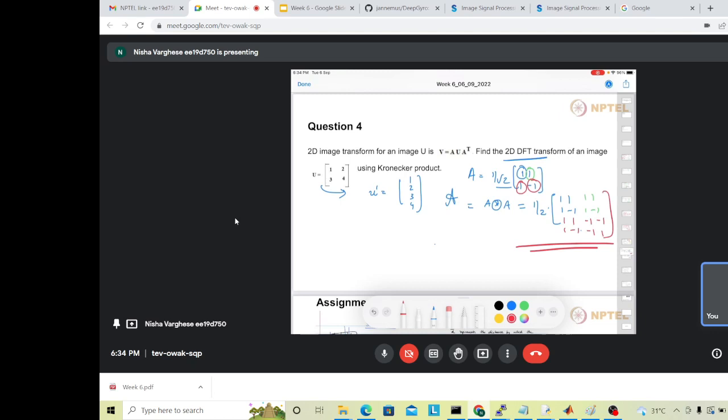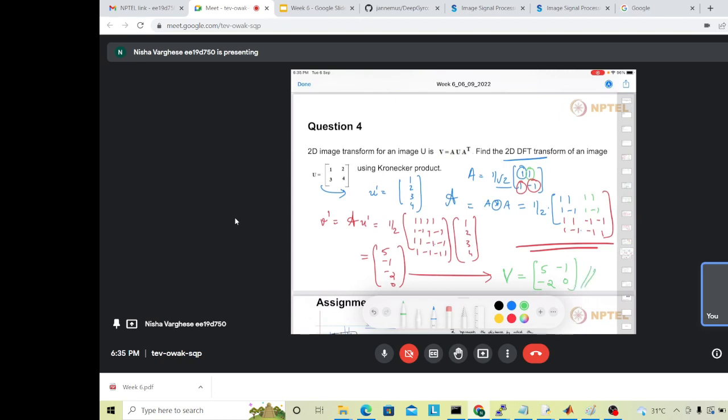Okay. Then the procedure is very simple. Like you can find out V dash as A into U dash. What is A? A you have to find out: 1 1 1 1, 1 minus 1 1 minus 1, 1 1 minus 1 minus 1, 1 minus 1 minus 1 1. Then the column matrix corresponding to U, 1 2 3 4. So just multiplication, you will get it as 5 minus 1 minus 2 0. So this you can convert to the B matrix as 5 minus 1 minus 2 0.